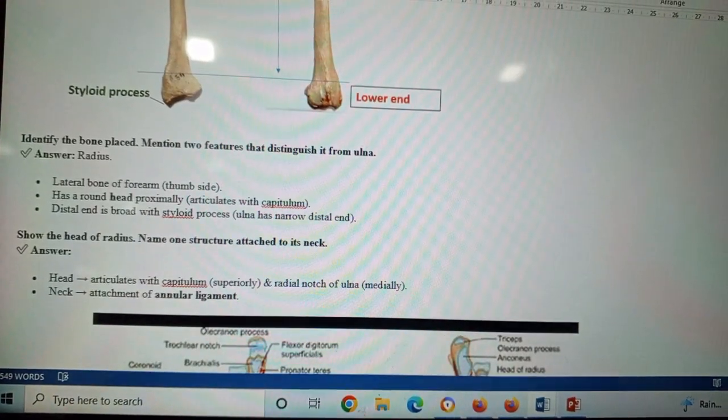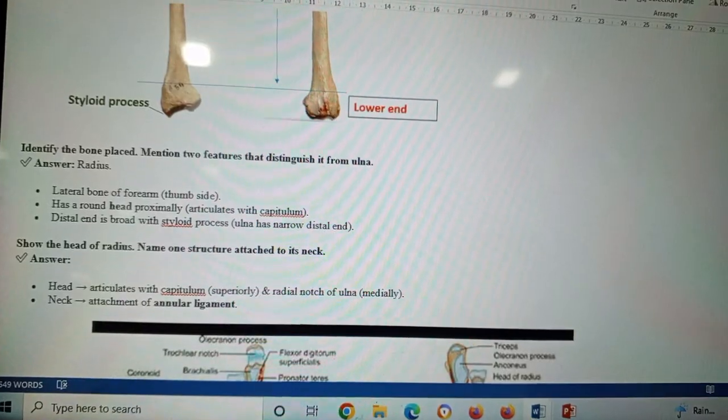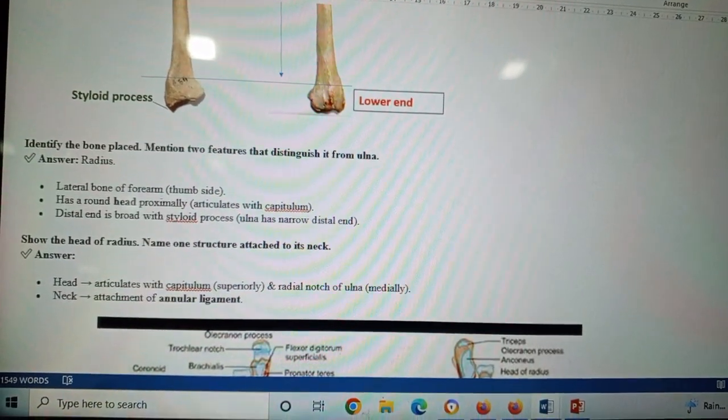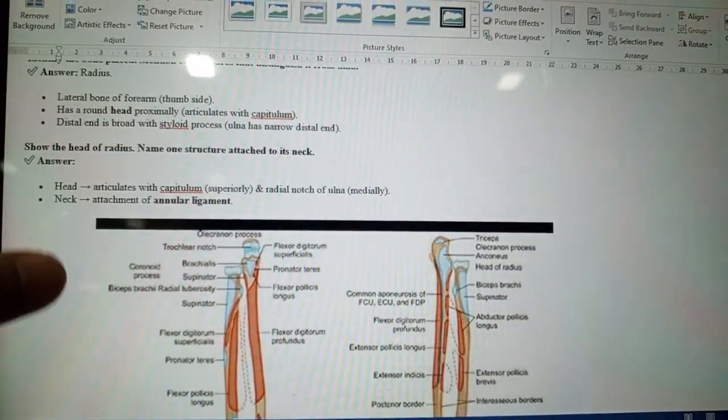Show the head of the radius. Name one structure attached to its neck. The head articulates with the capitulum superiorly and the radial notch of the ulna, and on the neck there is the attachment of the annular ligament.